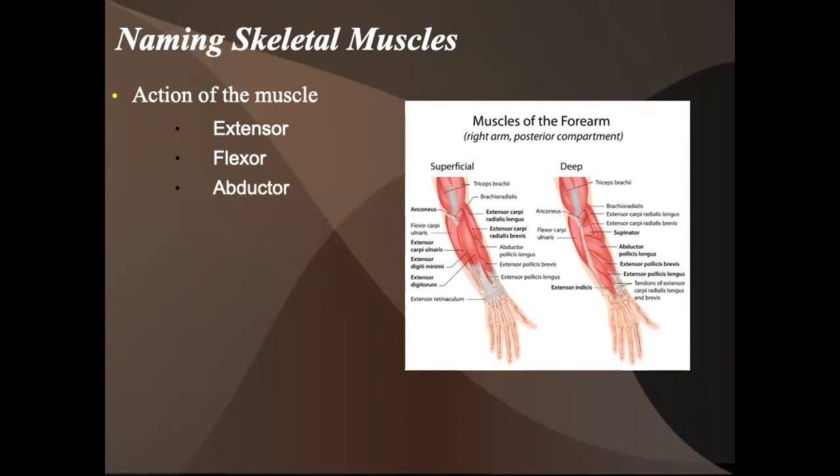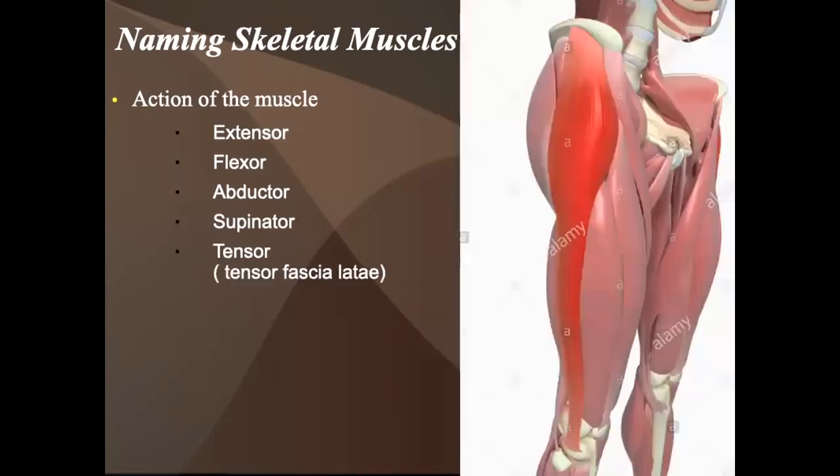An abductor would be a muscle that moves your limb away from the body, so you have an abductor muscle along here that would do that. Supinator, which you can see right here along the antecubital region. Like the name implies, it turns your arm into the supine position, where your palm is facing upward. A tensor would be a muscle that, like the name implies, tenses, and one of those goes along your thigh.